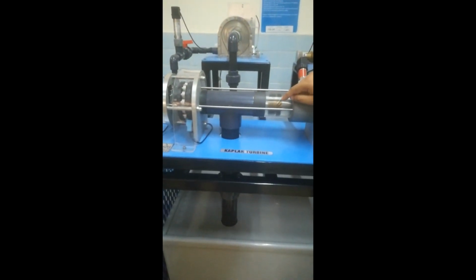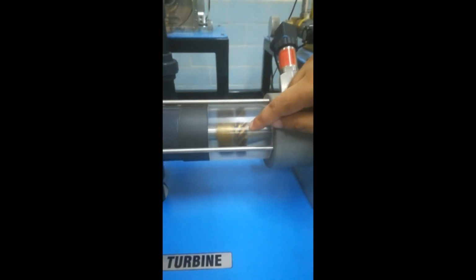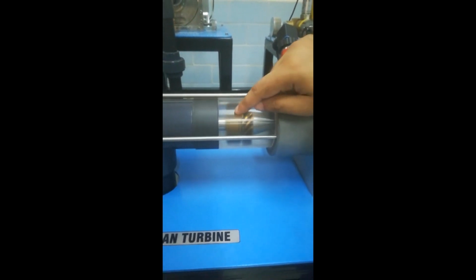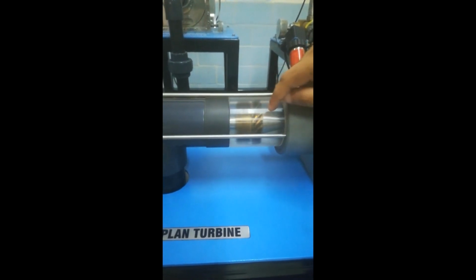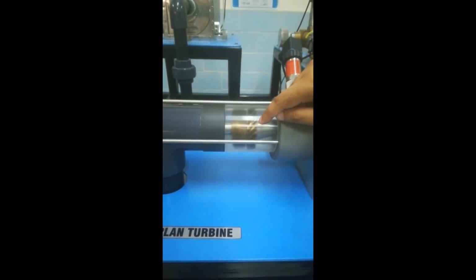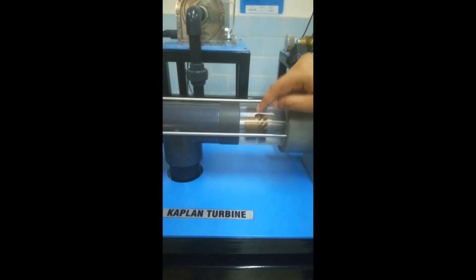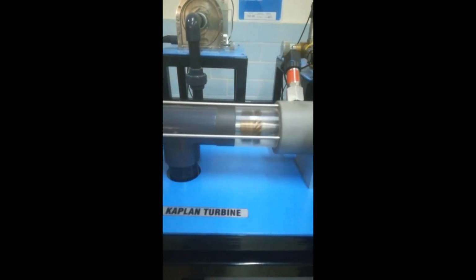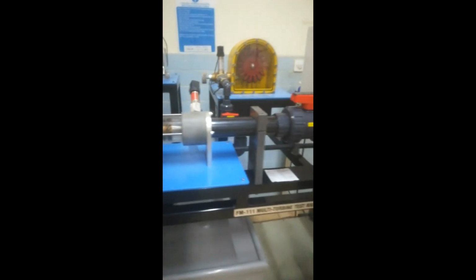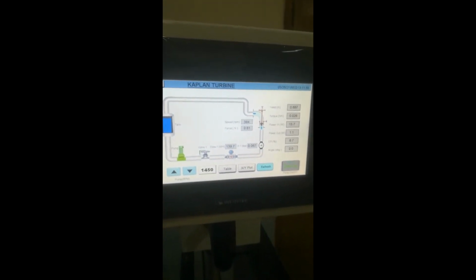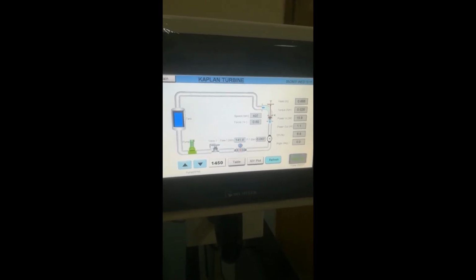These are the guide vanes, which are stationary and guide the flow. These are the blades that are running. So these are the stationary vanes which guide the flow towards the blades. Now the turbine is running at an RPM of 1450. So this will be your first reading.